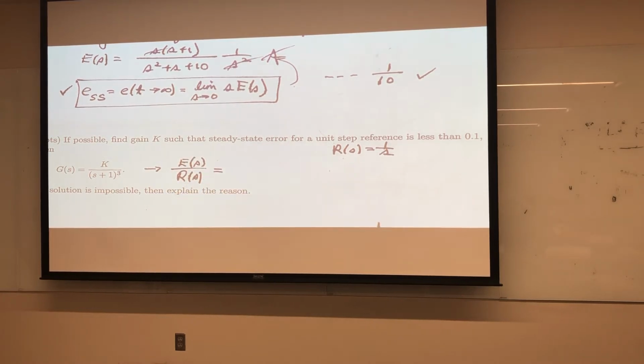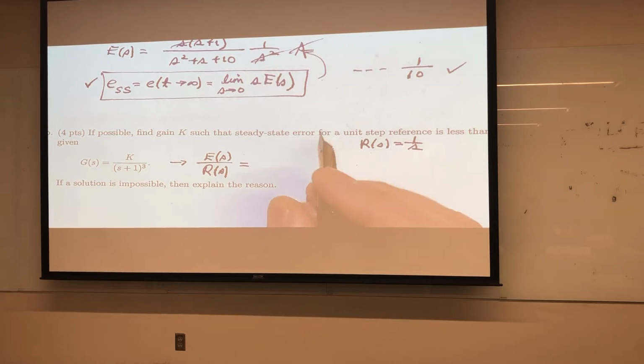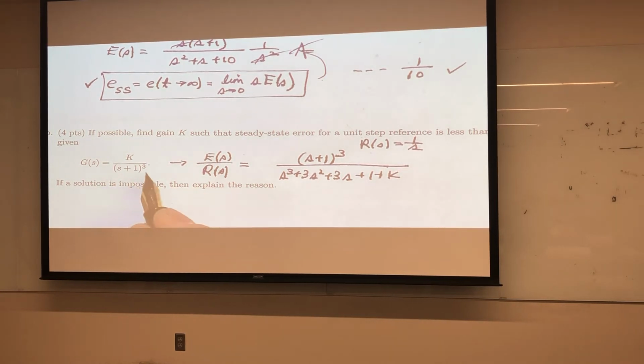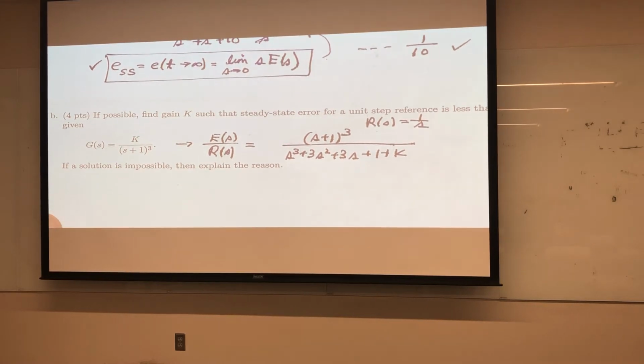If we find the closed loop transfer function model, we're going to get on the top s plus 1 cubed. On the bottom, we're going to get s cubed plus 3s squared plus 3s plus 1 plus k. Okay, this is just cleaned up. I've expanded s plus 1 cubed, and after all the algebra is done, we get this expression. Okay, and so now what we have to do is we have to check stability.